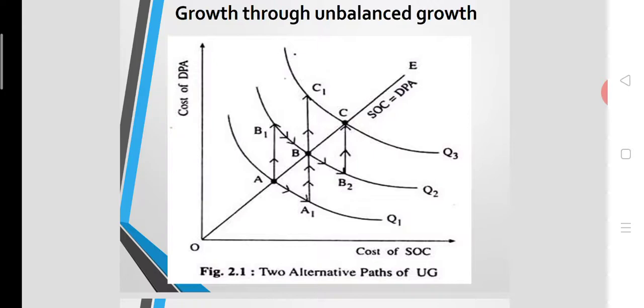So B1 is on the higher isoquant. That means when both investments come, GDP of the economy has increased to Q2 from Q1. When the government still makes investment in SOC, it will again stimulate the direct production activity. It will then reach C1. C1 is the highest isoquant level. So this is the kind of economic growth possible as per the unbalanced growth theory of Albert Hirschman.